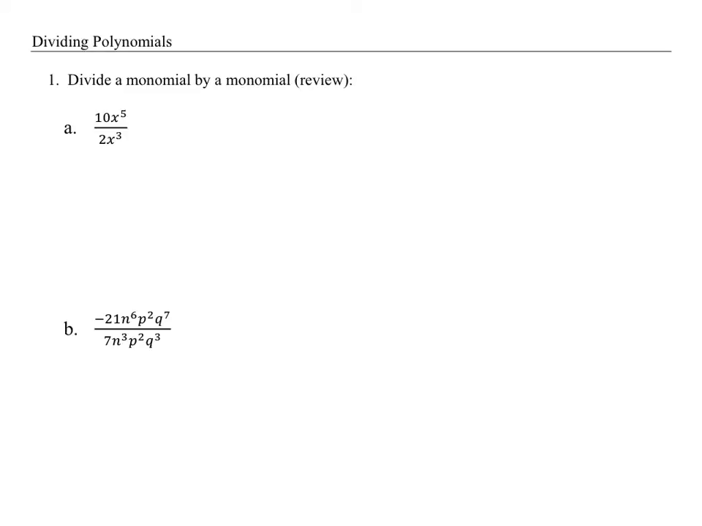Well, the first one is dividing a monomial by a monomial. You're going to love these because these are the easiest. So what we're going to do is we're going to take 10 and divide it by 2 and get 5. And x to the 5th divided by x to the 3rd, we're going to subtract the exponents and get x squared. Think of it this way. Well, x to the 5th is really this. x to the 3rd is really this. I wamba those three out. x squared.